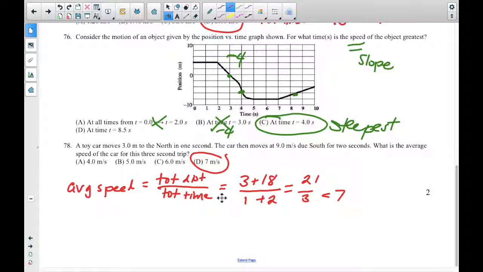Okay, 79. I'm not sure if that 79 is on this page or the next. I'm going to go ahead and do number 79 on the next video.